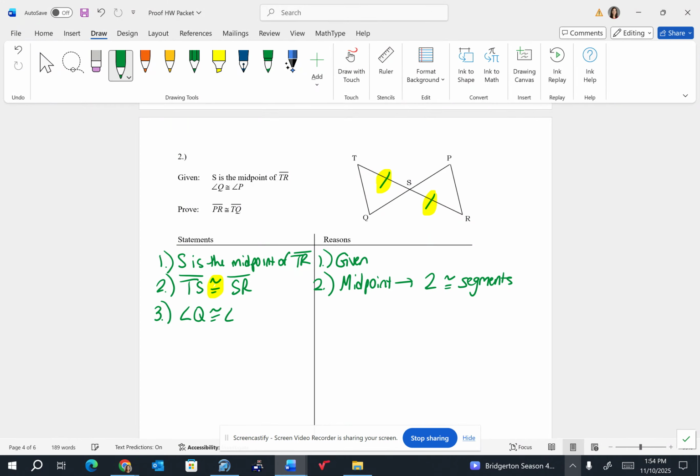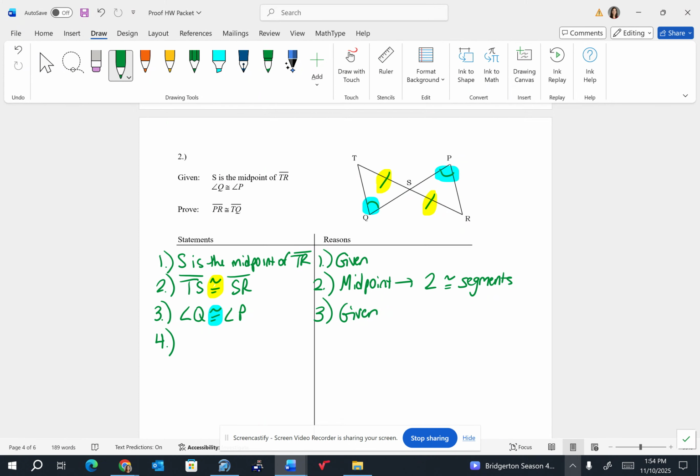Angle Q is congruent to angle P. That congruent symbol has me hopeful that I'm not going to need a follow-up step. Let me see if those are actually angles in my triangle picture. Angle Q and angle P, they sure are. So I don't need a follow-up step. So that's kind of nice. This one's going to be a step shorter than the last one because one of the givens needed a follow-up. One of the givens didn't.